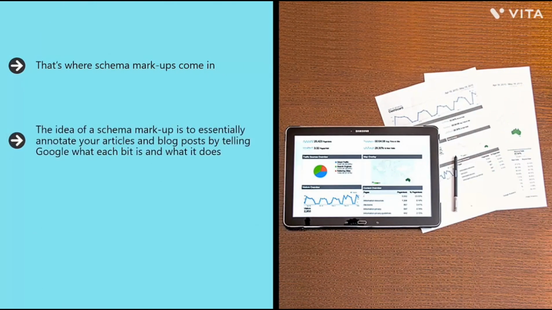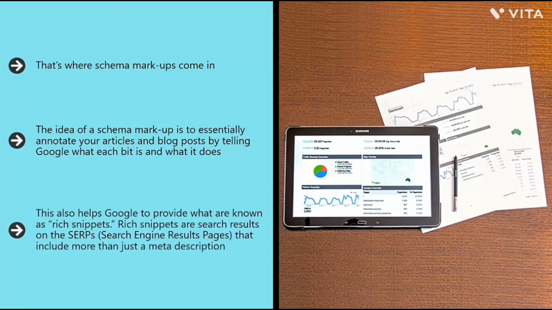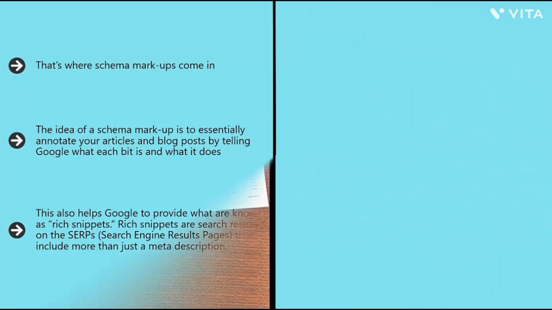The idea of a schema markup is to essentially annotate your articles and blog posts by telling Google what each bit is and what it does. Essentially, you are saying this is a list of ingredients, or this is a user rating. This also helps Google to provide what are known as rich snippets. Rich snippets are search results on the SERPs, search engine result pages, that include more than just a meta description. You might see a search result listed, for instance, that also includes bullet point steps, or that includes ingredients for the meal. This way, the user can see the information they're looking for without even needing to leave that website.